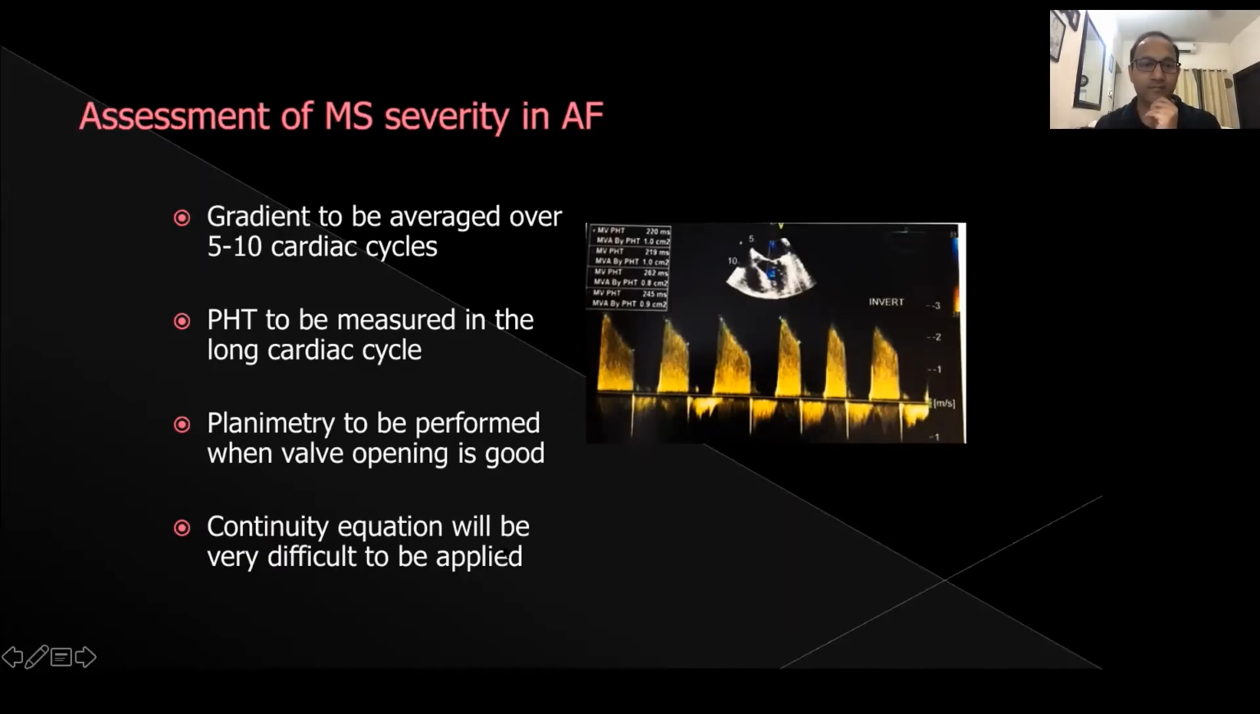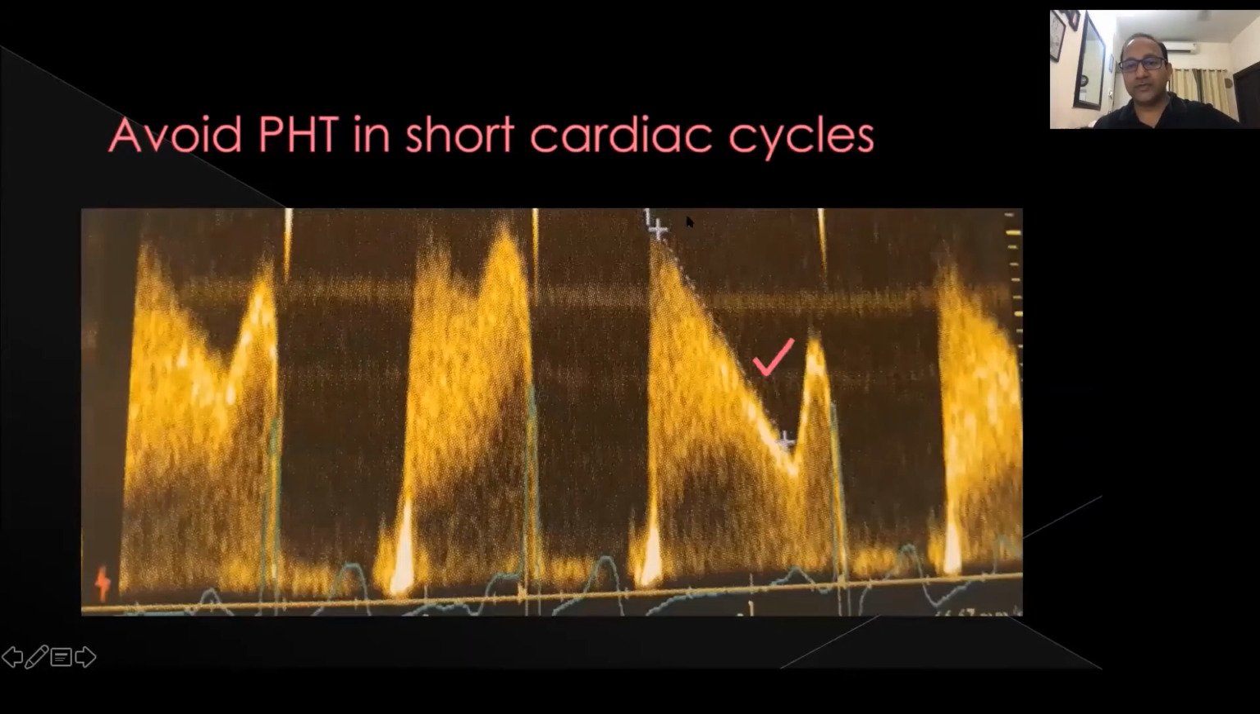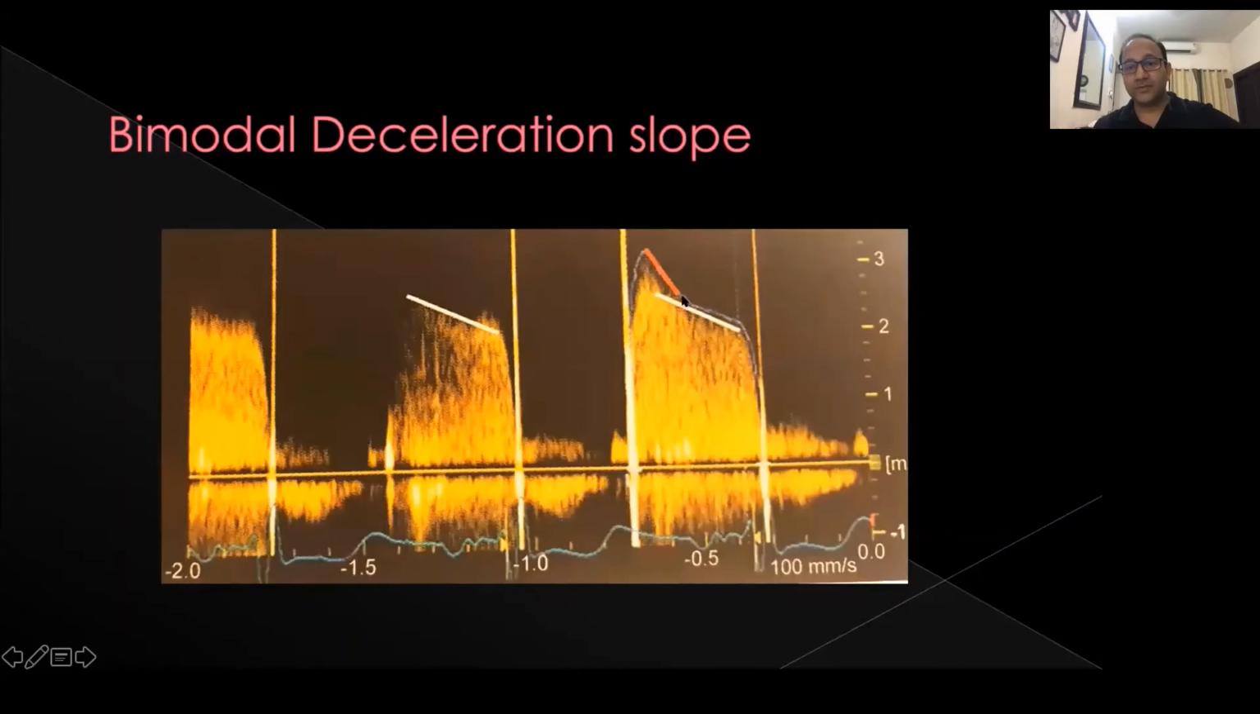And planimetry should be performed only if the valve opening is good. Then there is a very important concept in pressure half time, which is known as the bimodal deceleration slope. So sometimes you see a peak followed by a flattening of the slope. If you take the initial slope, the pressure half time will be low and you would overestimate the area. But you are supposed to take this flattened slope and extrapolate it backwards and take out the pressure half time. So pressure half time will be higher in this case, and the valve area will be lower.